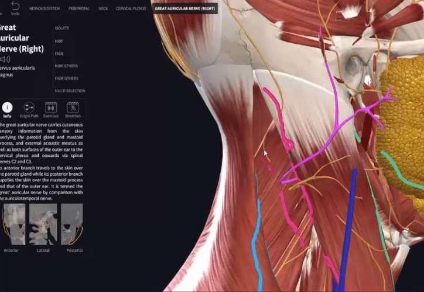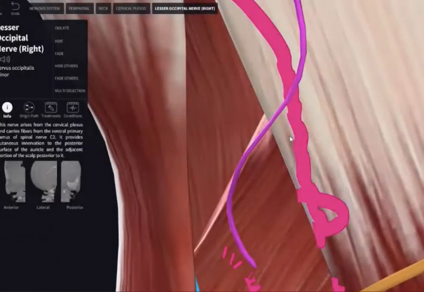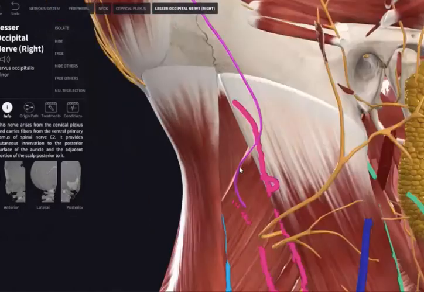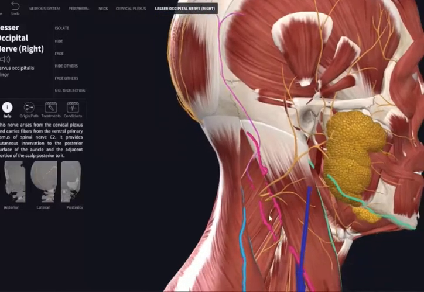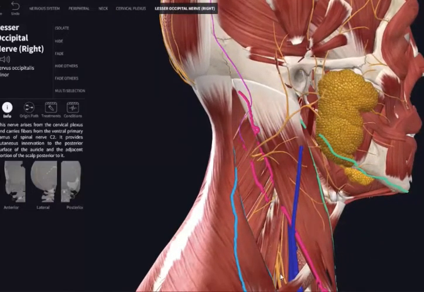And then, let me see if I can highlight this one as well. This here would be the lesser occipital nerve, which is for the skin to the ear and the scalp. And then we would also have supraclavicular nerves that are radiating inferiorly here. They'll supply skin around the chest and shoulder region.